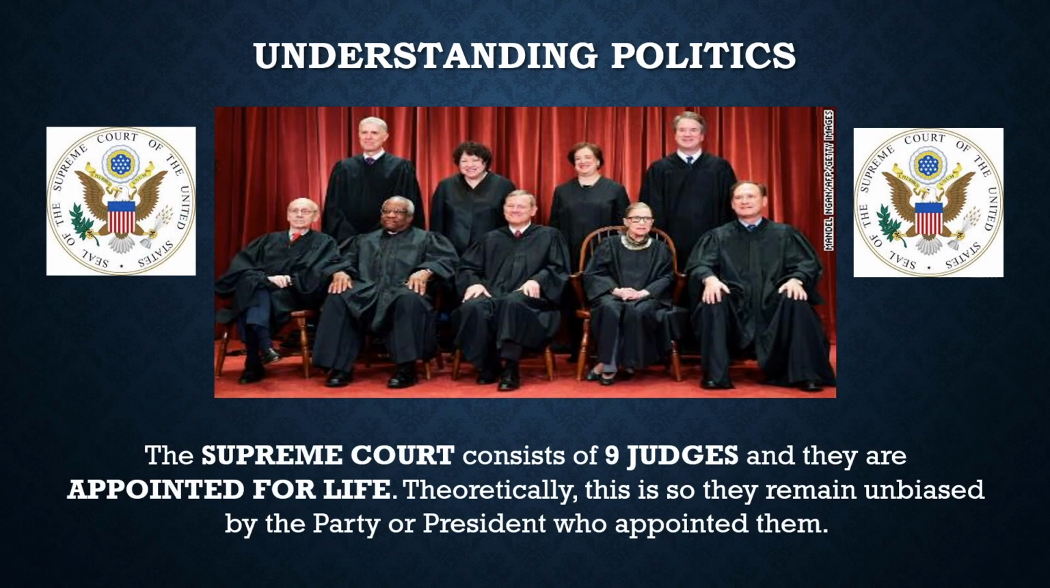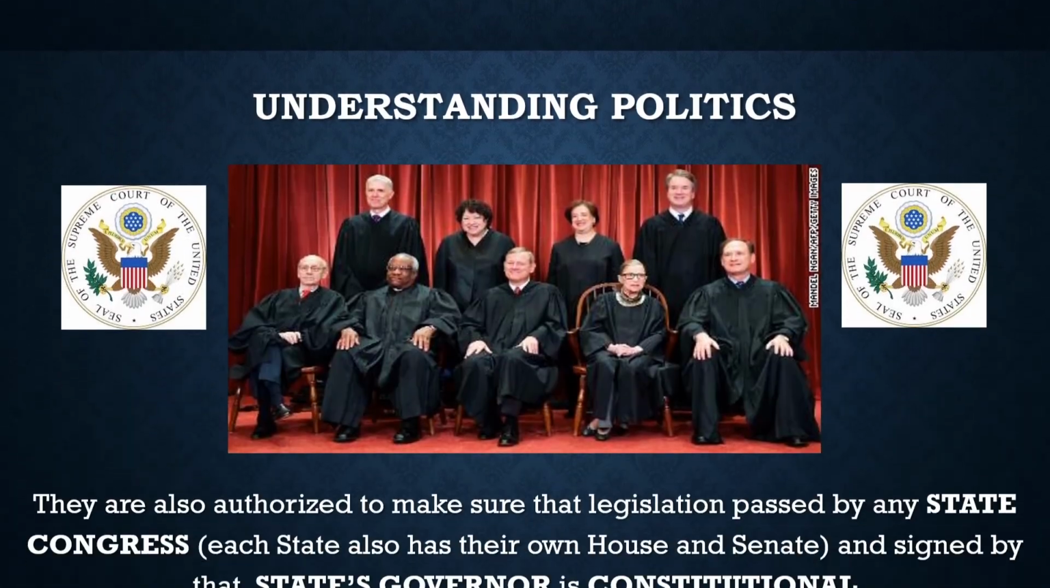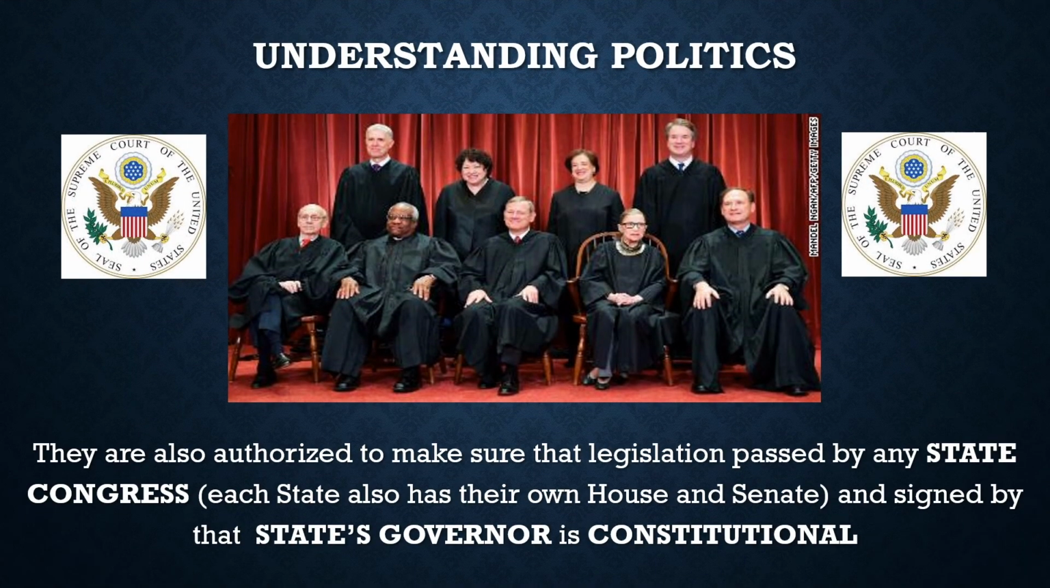The Supreme Court consists of 9 judges, and they are appointed for life. Theoretically, this is so they remain unbiased by the party or president who appointed them. Their job is to interpret the law, to make sure that legislation passed by Congress and signed by the president is constitutional. They are also authorized to make sure that legislation passed by any state Congress and signed by the state's governor is constitutional. Each state also has their own House and Senate.